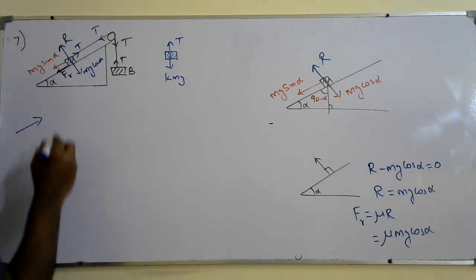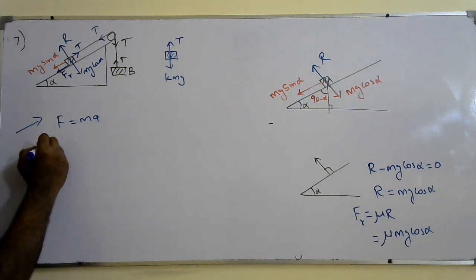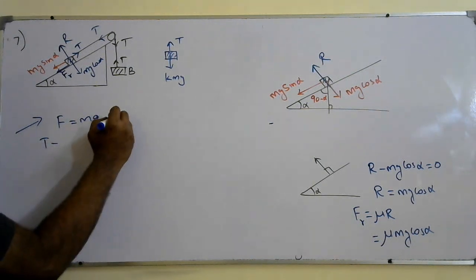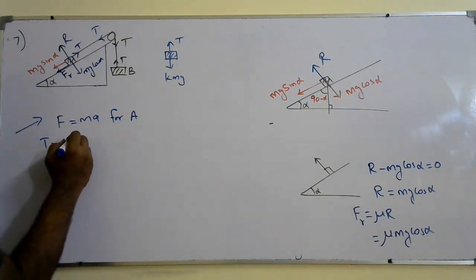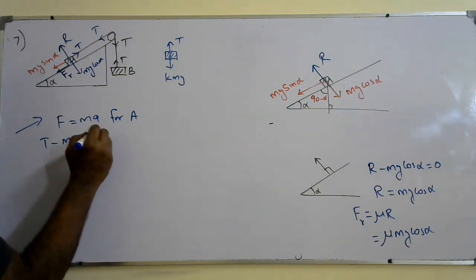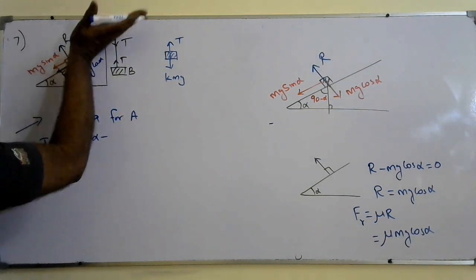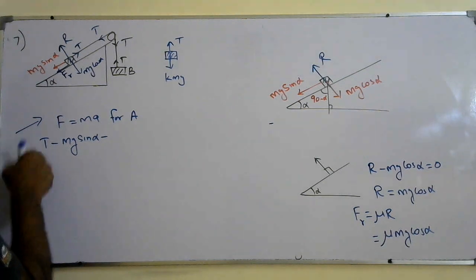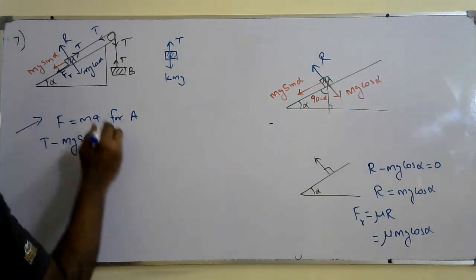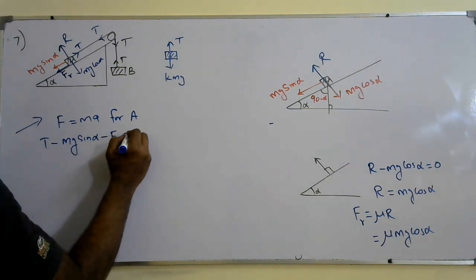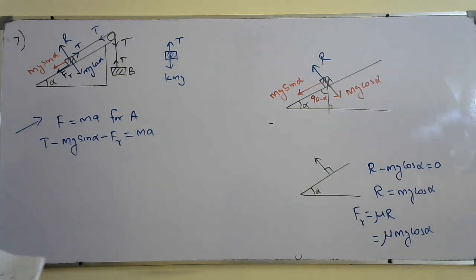We'll use the equation F equals ma. That is T for A, I use it for A: T minus mg sine alpha minus, because I'm using the upward direction along the plane up. So T is up, weight is down, so opposite, minus mg. Friction also down, minus Fr equals ma. For the object A, I'm writing it.